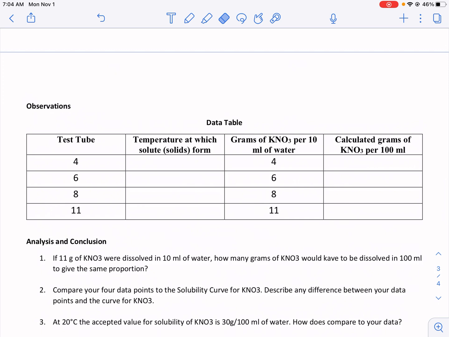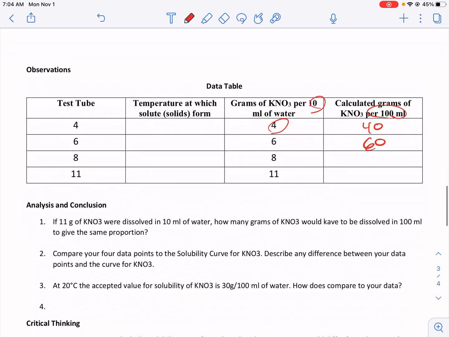This last column, they want you to take the values that we dissolved into 10 milliliters of water and figure out how much you would need in 100 milliliters of water to get the same concentration of solution. And since we're doing 10 times as much of the water, we do 10 times as much of the KNO3. So this would be 40, 60, and you can get the rest of them just by doing the math there.